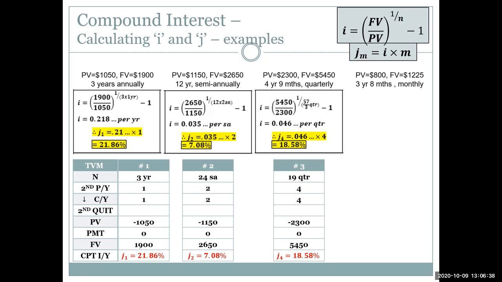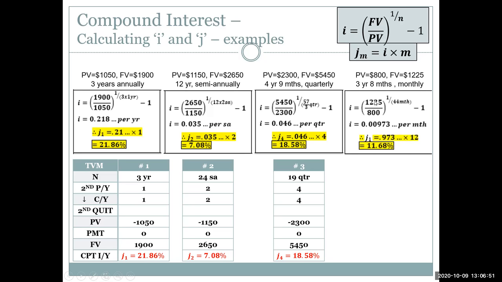Let's take a look at our last example, present value 800, future value 1225, term is 3 years, 8 months, and we're compounding monthly. Plugging into the formula, future value divided by present value, 1 over 44 months. Where'd the 44 months come from? Well, 3 years in months is 3 times 12, which is 36 months, and 36 plus 8 is 44 months. So there's the 44 months, okay? Plug this into your calculator, 0.973 with all the decimals per month.